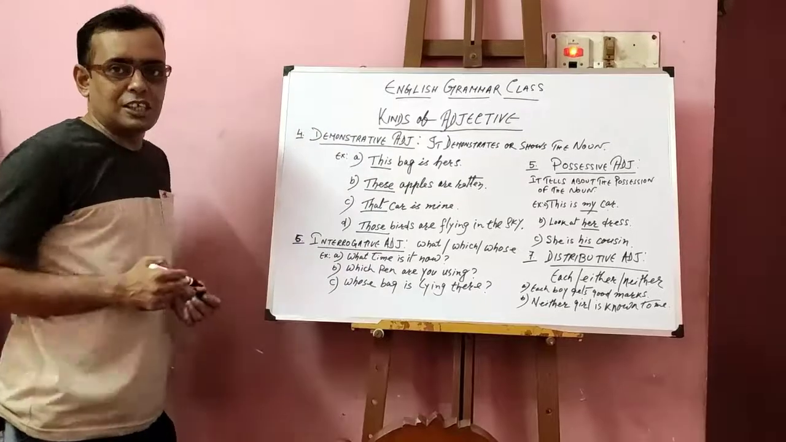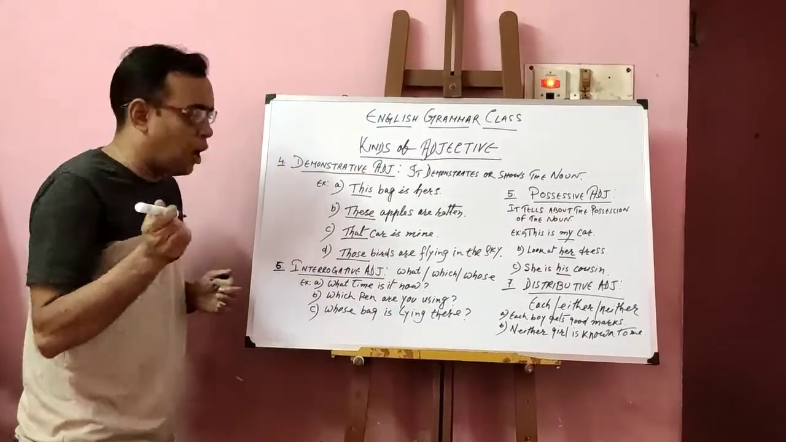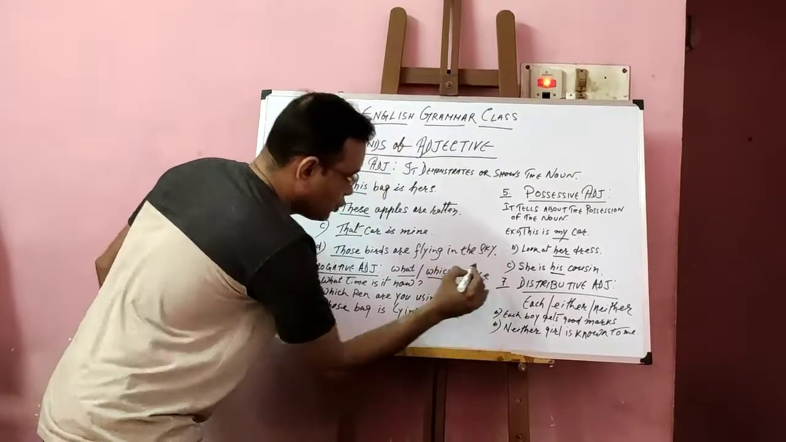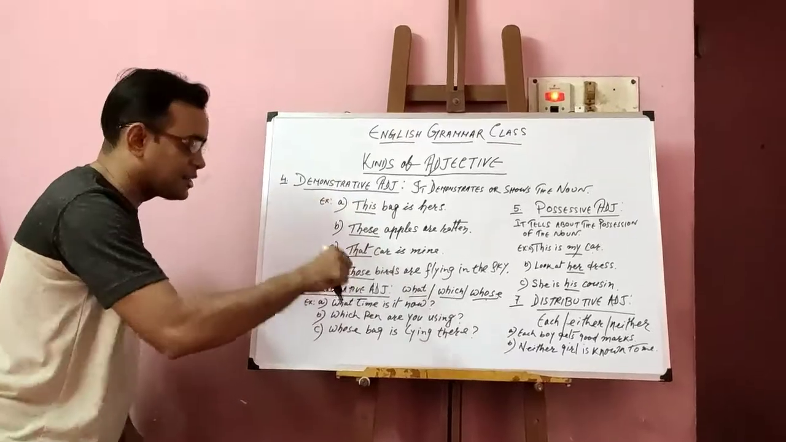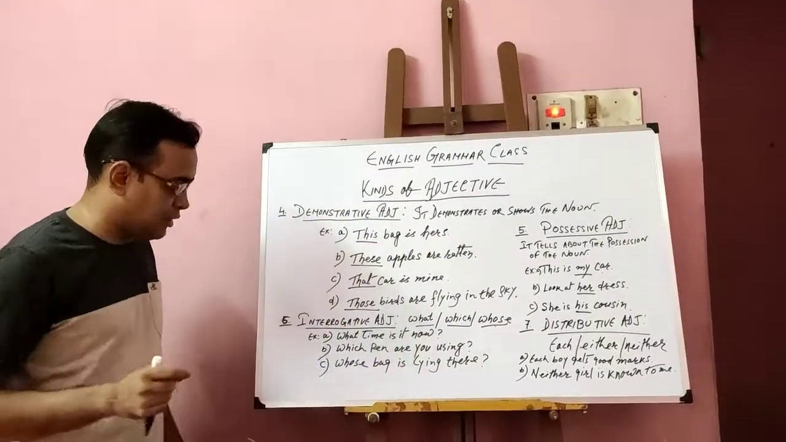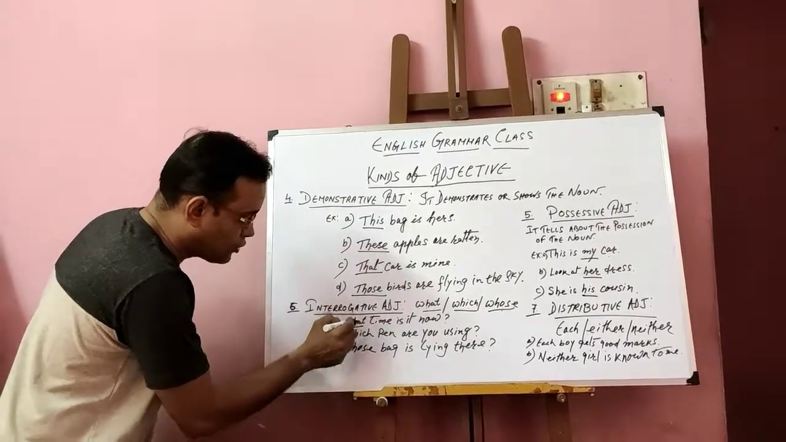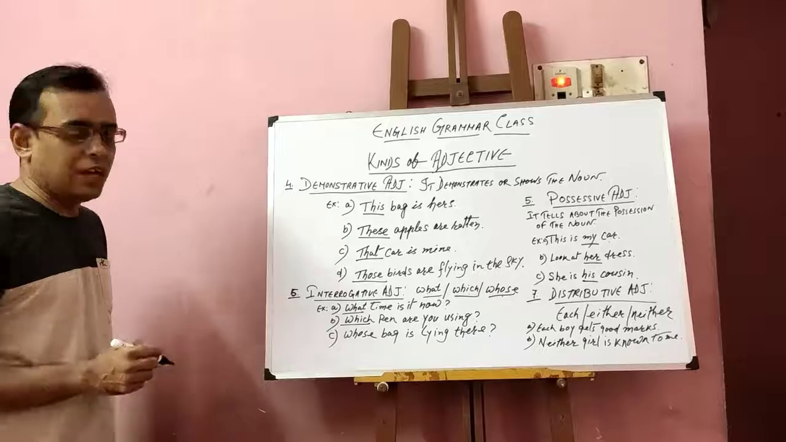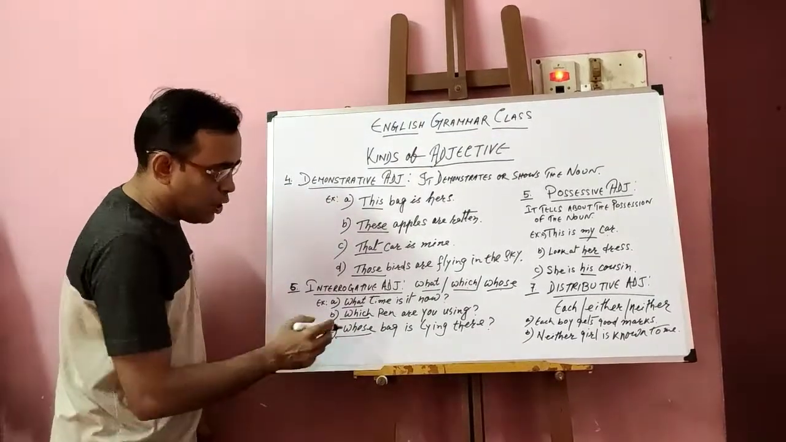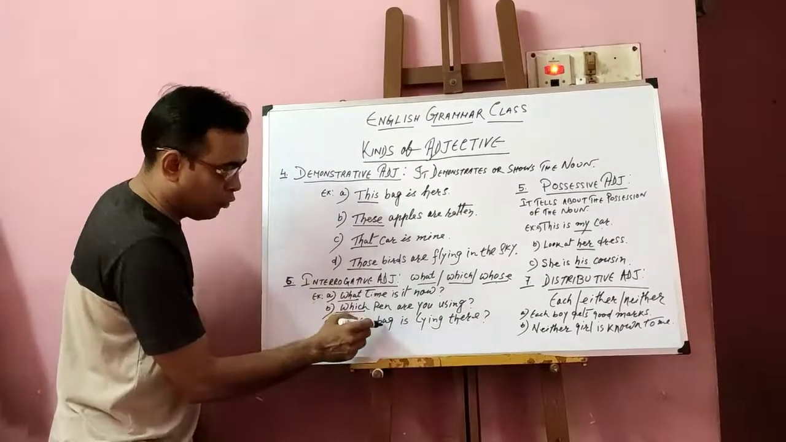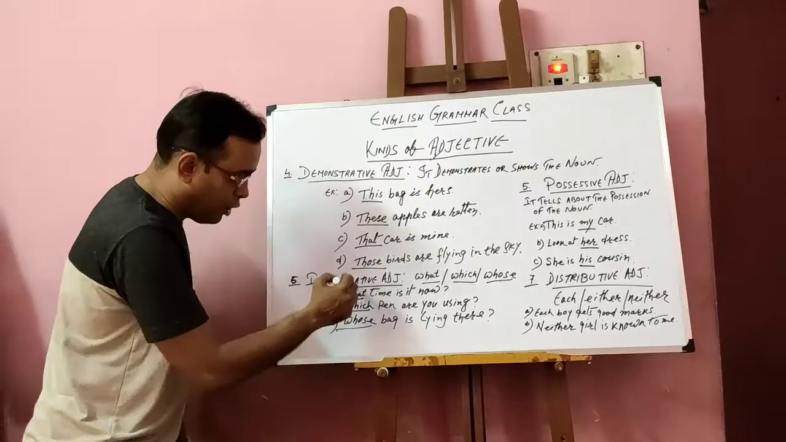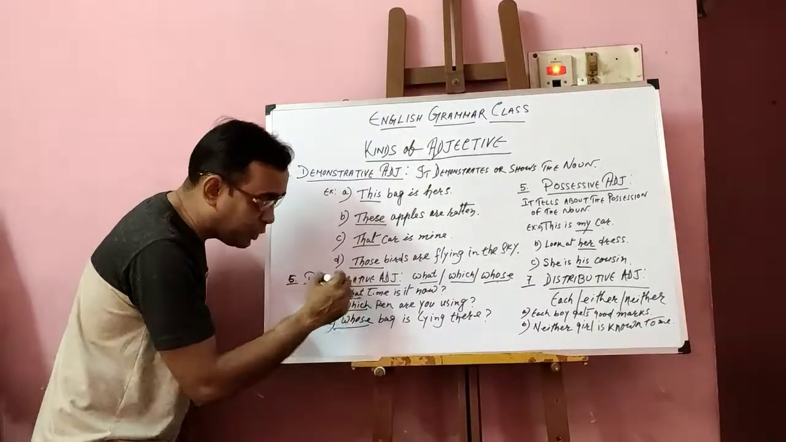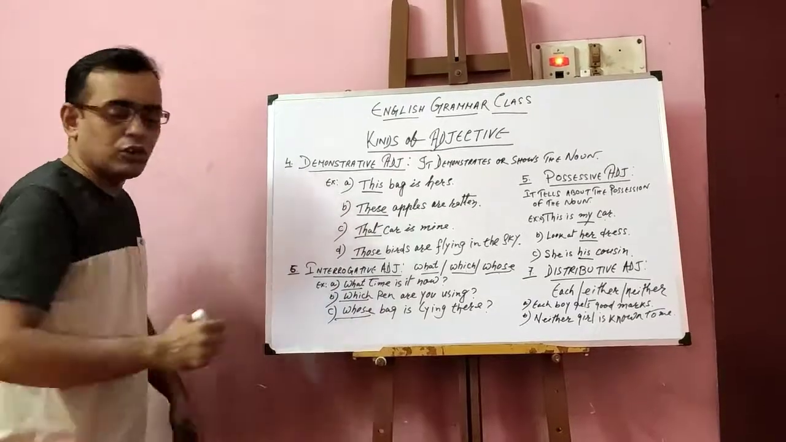Next we go for interrogative adjective. That is asking questions to the noun. The three words are what, which, whose. With these words we ask about the noun. What time is it now? The word what describes the noun time. Which pen are you using? Whose bag is lying there? Time, pen, bag are nouns. With these words we are asking questions and describing the noun. These are called interrogative adjectives.